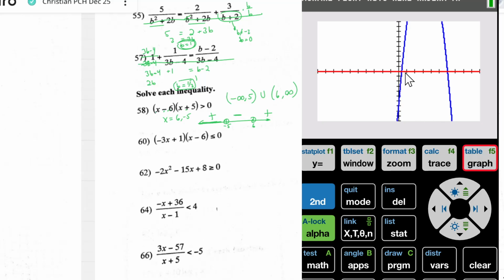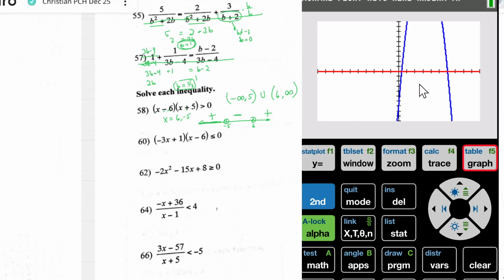And let me get this straight. I got two lines, a blue and a red. Obviously the blue one is the left side of the equation. The blue one is negative 3x plus 1 parentheses x minus 6, which, yeah, it's a parabola, and it's going through, looks like 1/3 and 6. The red line is y equals 0.